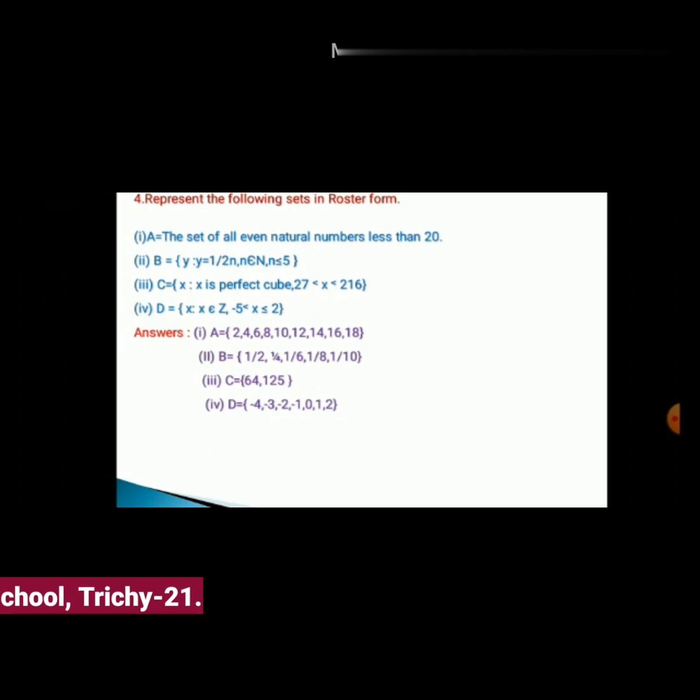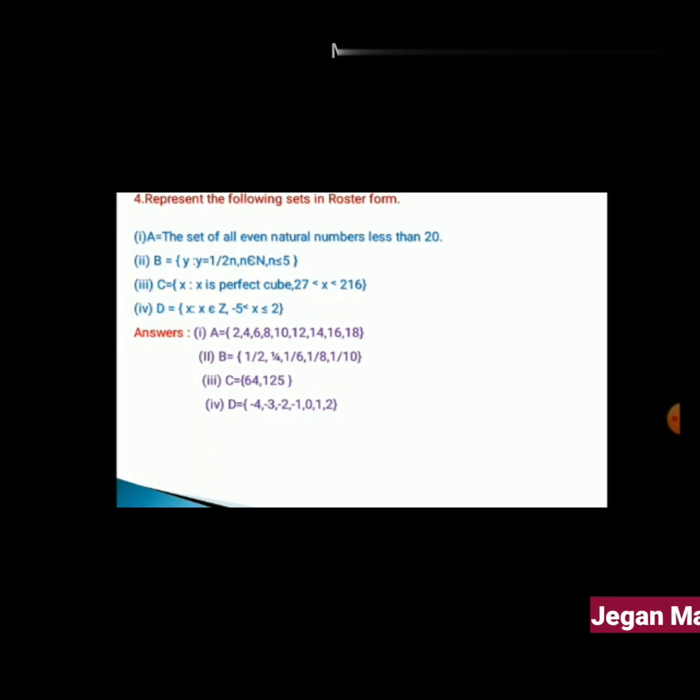The fourth one, we substitute n is equal to 4 in y is equal to 1 divided by 2 into 4, which is 1 divided by 8. For n is equal to 5, we get y is equal to 1 divided by 2 into 5, which is 1 divided by 10. This is the second answer.